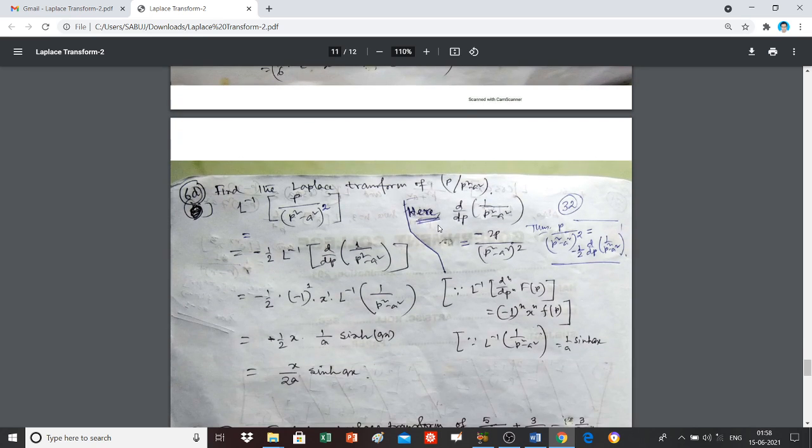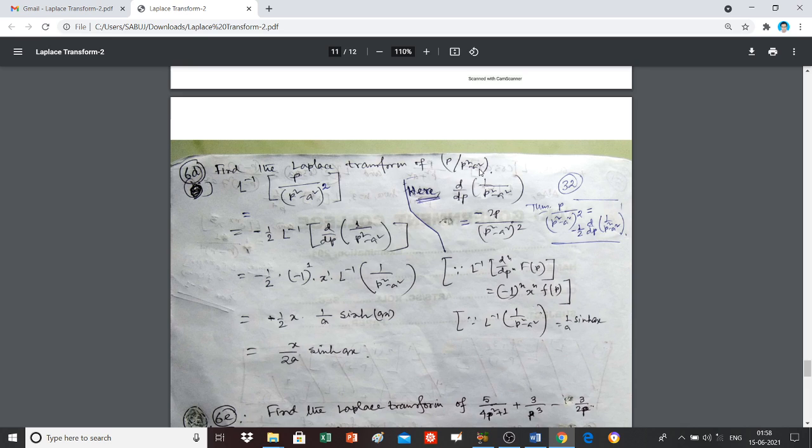Now find the Laplace inverse transform of p by p square minus a square whole square. So we will find out the value of this function. It should be p by p square minus a square whole square. So the Laplace inverse transform of p by p square minus a square whole square, that is here L inverse of p by p square minus a square whole square.